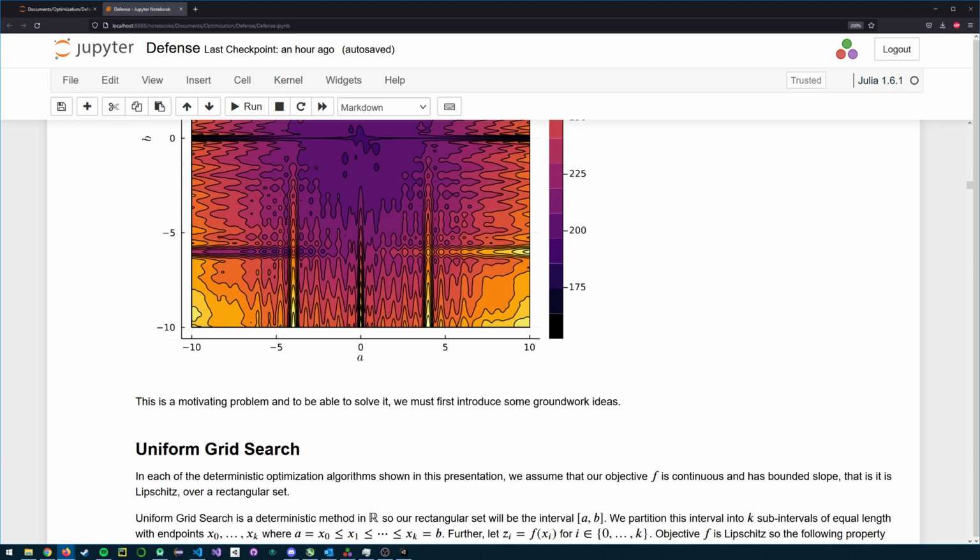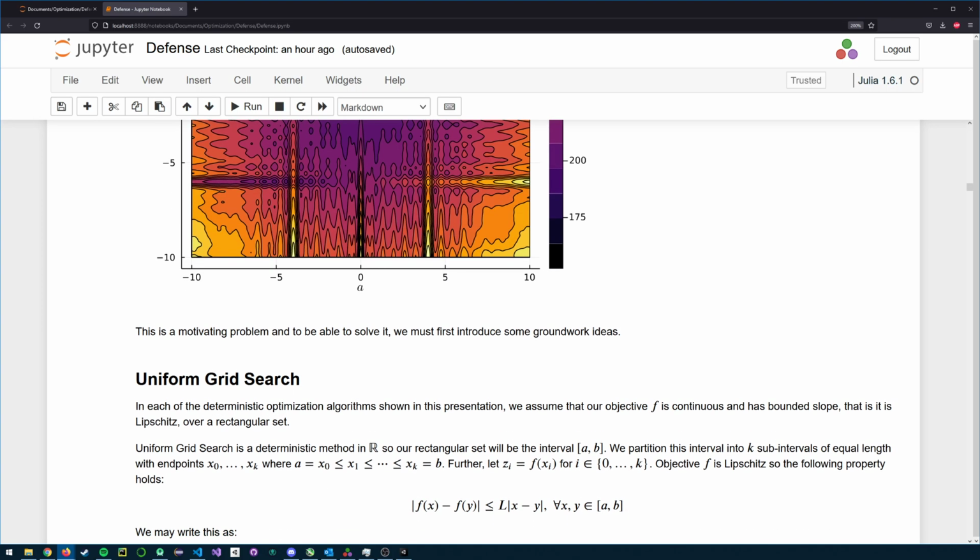So this is a bit of a motivational problem here to see that, yes, indeed, we do have these non-convex optimization problems, and we need to solve them because they can be quite useful in the real world. And we'll be solving this one and more later on. But first we need to introduce a couple of groundwork algorithms here that are going to help us along and give us an idea of how to do this. So the first thing is a uniform grid search here.